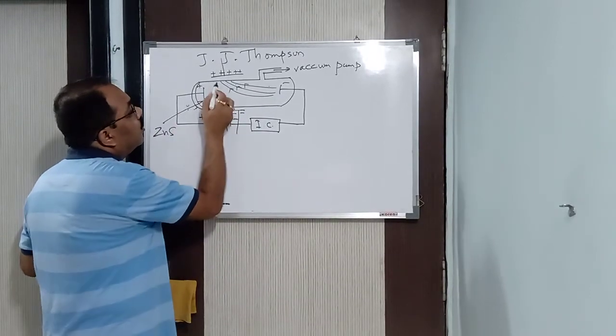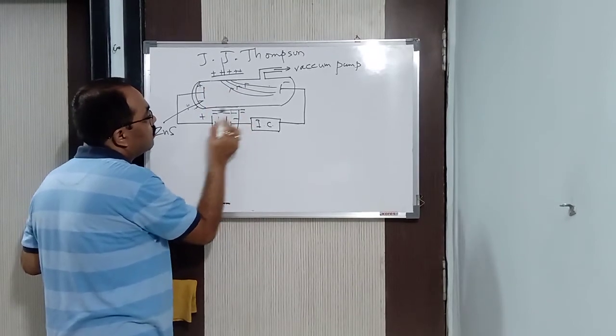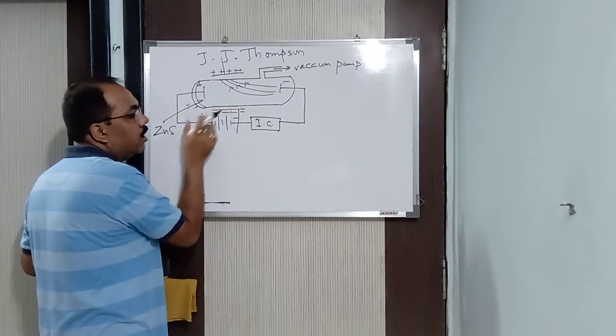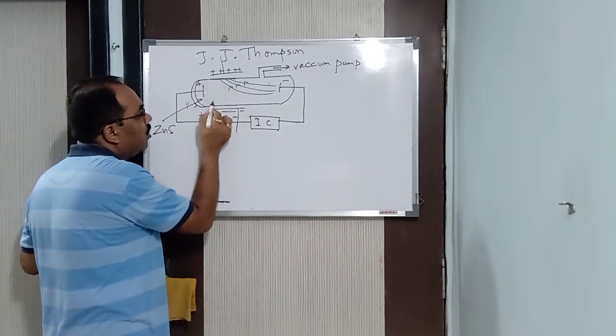Then how do we know? We coated here with a fluorescent substance. Here and here we coated with a fluorescent substance. Which one? That is ZnS. Both sides we coated it, over the electrodes. So we saw the fluorescence here. This part was glowing, not this part.